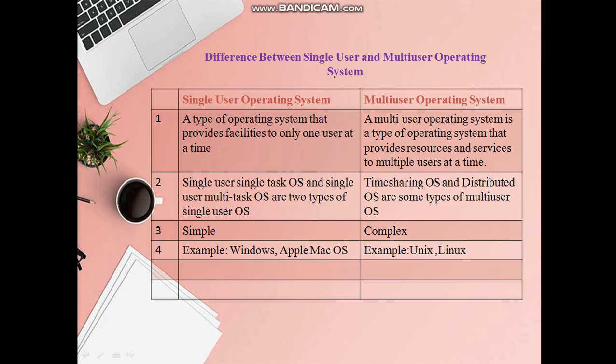Next, here you can see the difference between single user and multi-user operating system. The very first difference is that since it is single user, it is going to provide facilities to only one user at a time, and if it is multi-user, then it is going to provide resources and services to multiple users at a time. Here, single user single task operating system and single user multitasking operating system are 2 types of single user operating system. Time sharing operating system and distributed operating system are some types of multi-user operating system, which we will be studying in the coming videos.